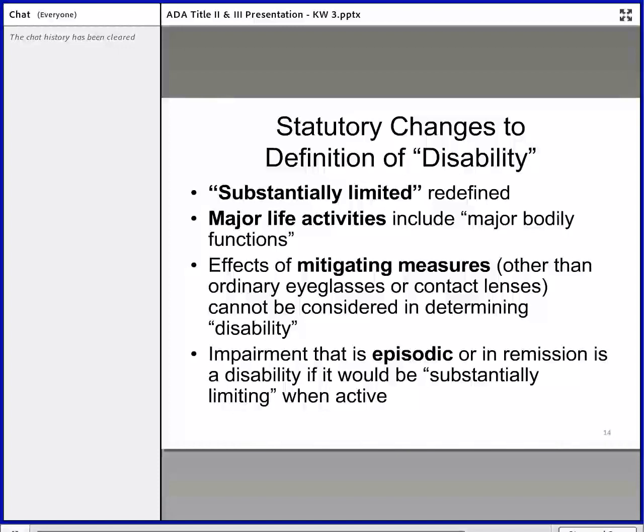And then it went on to say that an impairment that is episodic or in remission is a disability if it would be substantially limiting when active. So there's been some court cases about individuals with cancer and other types of things where, if it's in remission and there still is some level at which there's a major life activity that's limited, regardless of the remission status, it would still be an individual who's qualified.